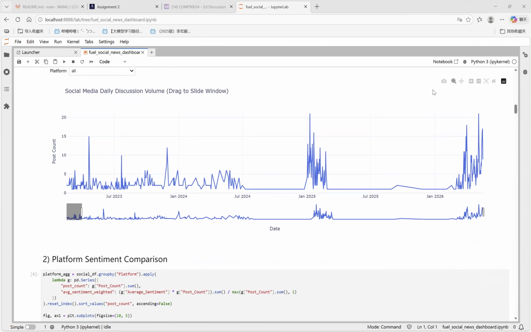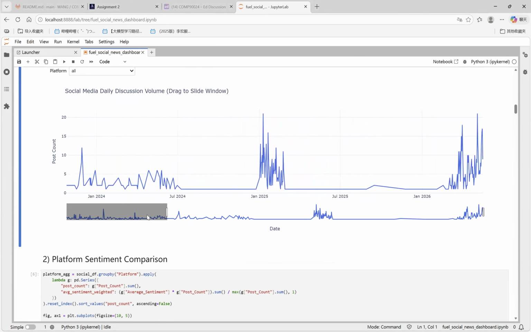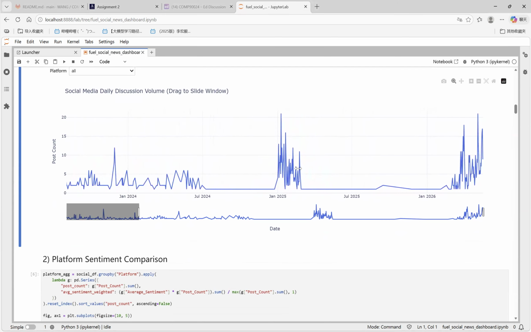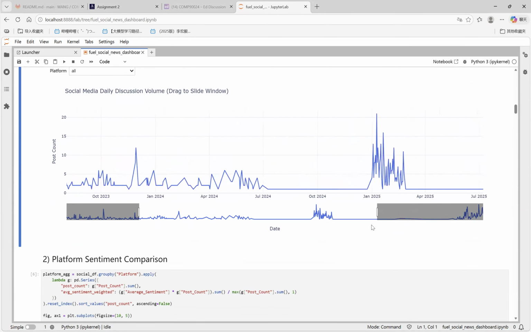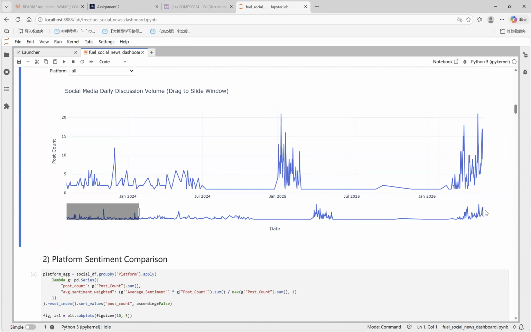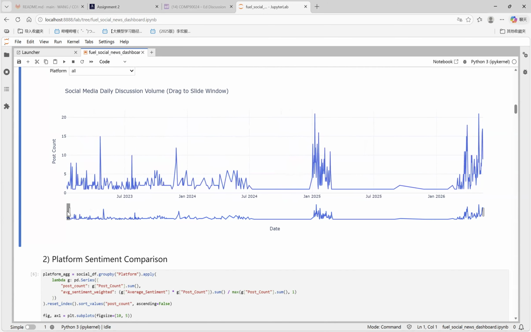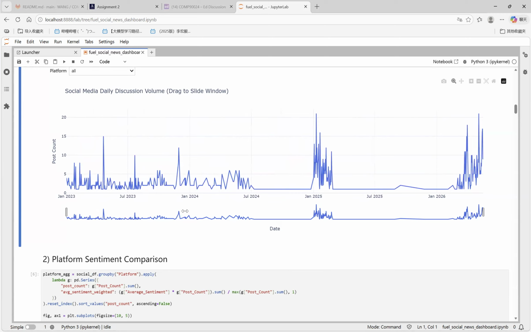This is our first part, and we can slide this bar at any time to view data for a specific time period. The first plot shows the daily discussion volume on social media. The figure helps us see how active the discussion was during different time periods. It gives us a general view of when fuel price topics receive more attention on social media, and when the discussion was relatively quiet. This is useful because it provides a basic background for comparing social media activity with other data sources later.